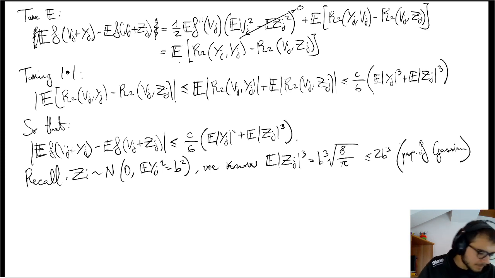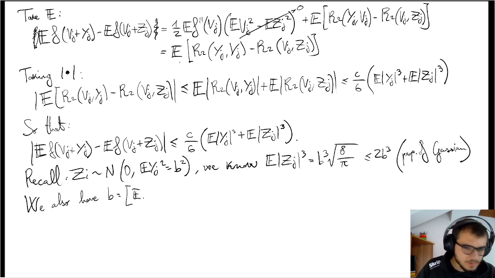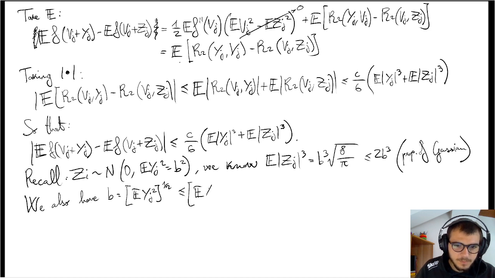And now we basically have all the cards to make the final play here. We also have that b is the square root of the expectation of yj squared, and this is bounded by the same thing at the power of three, the cube root. And this is a property of Lp spaces.